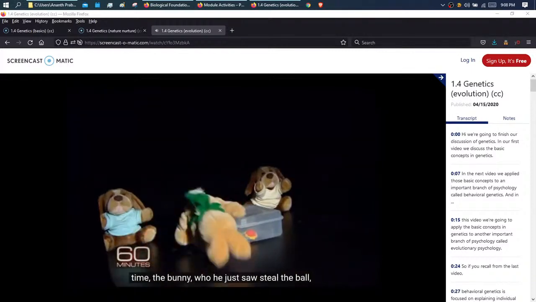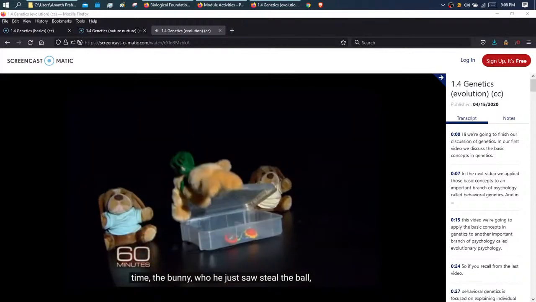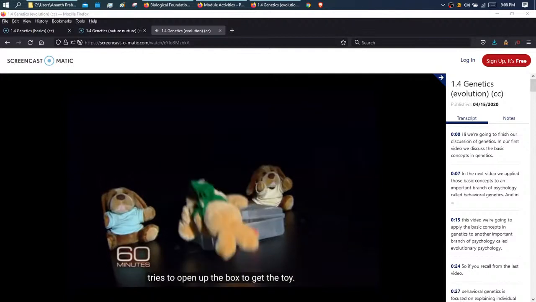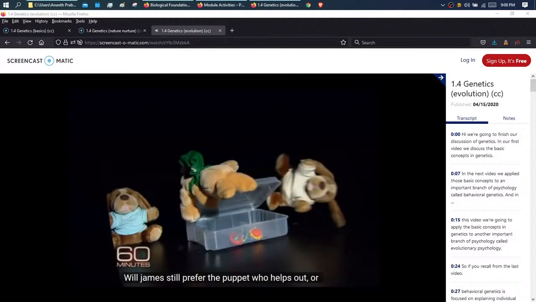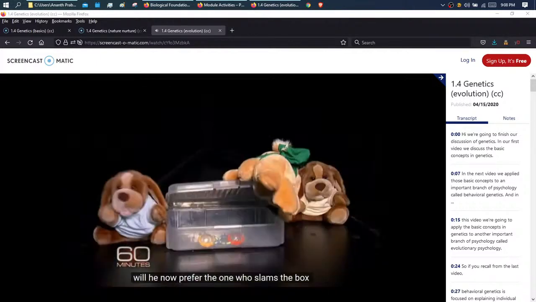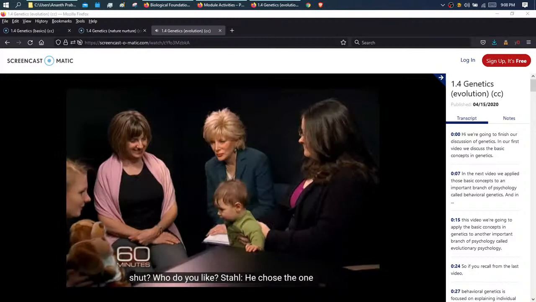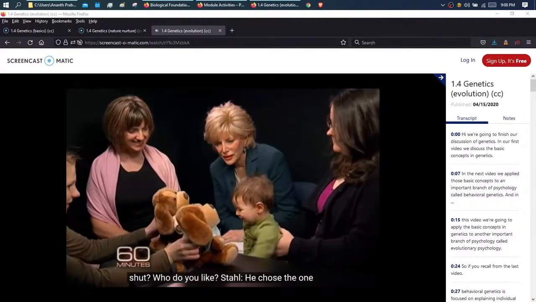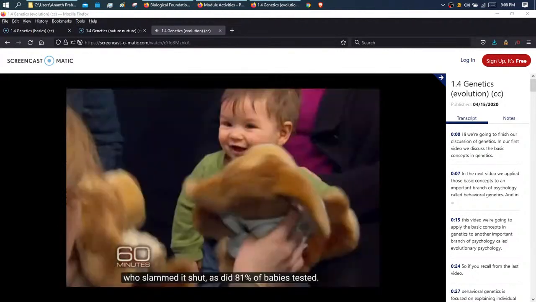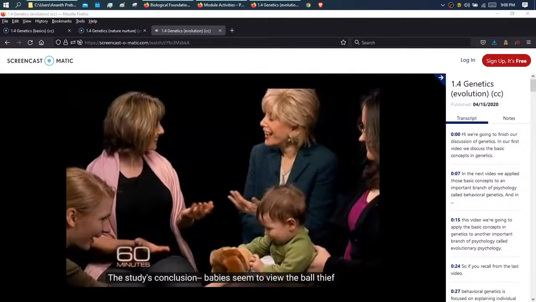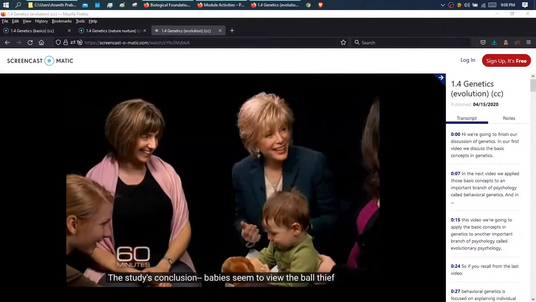This time, the bunny, who we just saw steal the ball, tries to open up the box to get the toy. Will James still prefer the puppet who helps out, or will he now prefer the one who slams the box shut? Who do you like? He chose the one who slammed it shut, as did 81% of babies tested. The study's conclusion: babies seem to view the ball thief as deserving punishment.